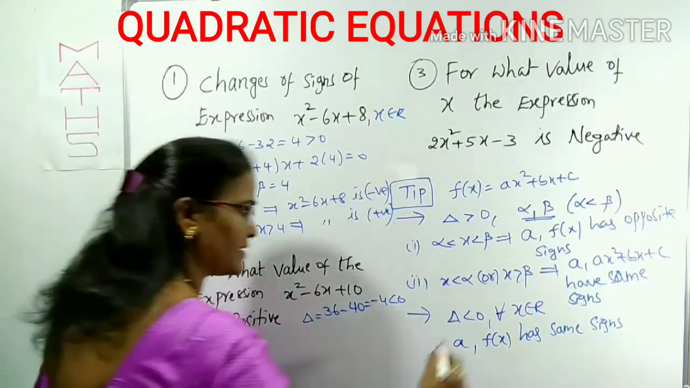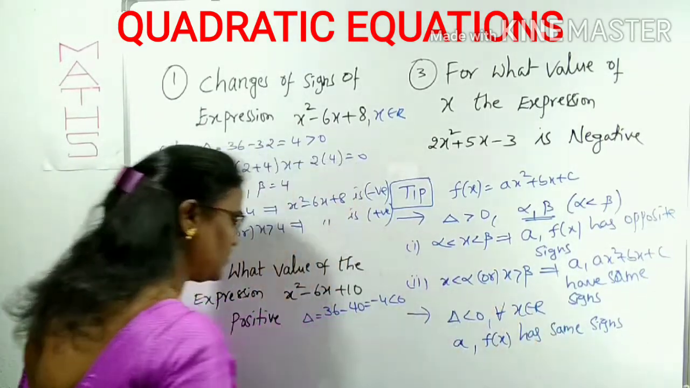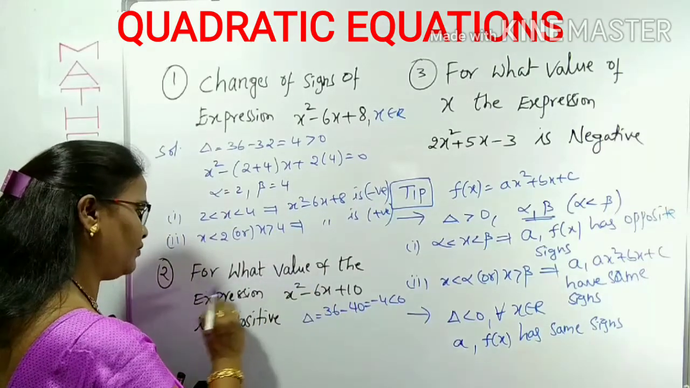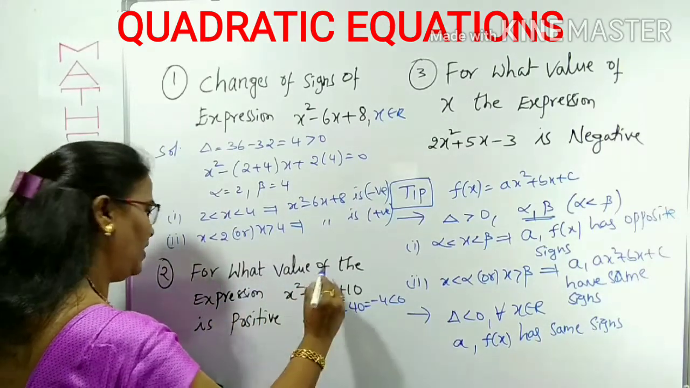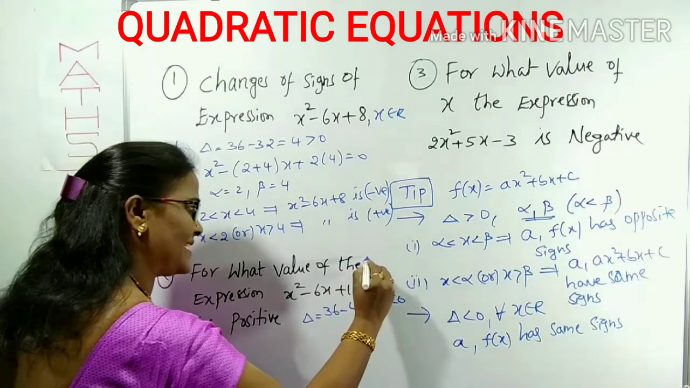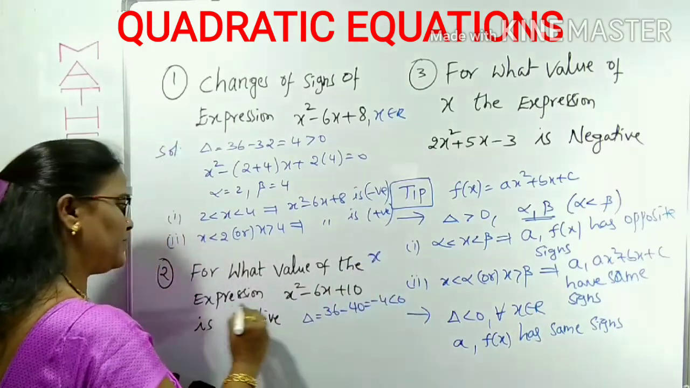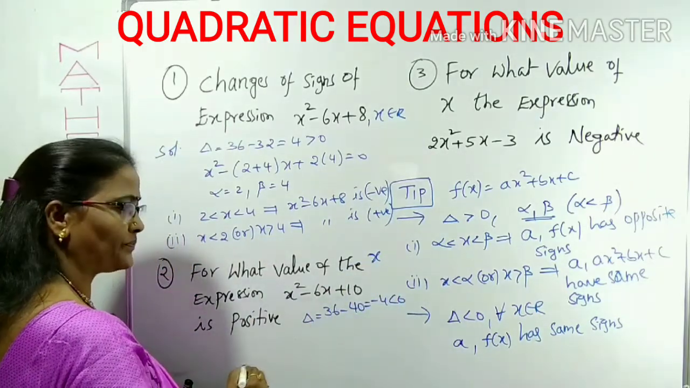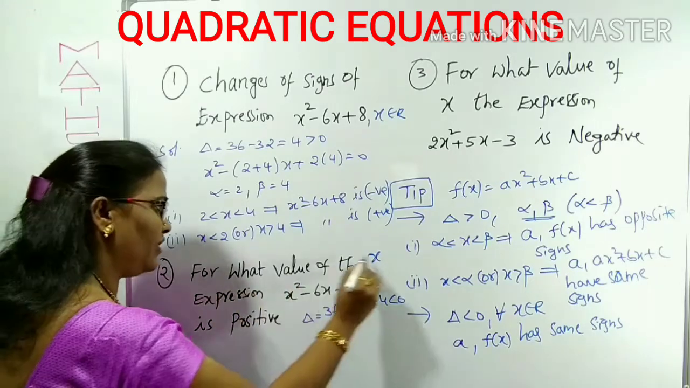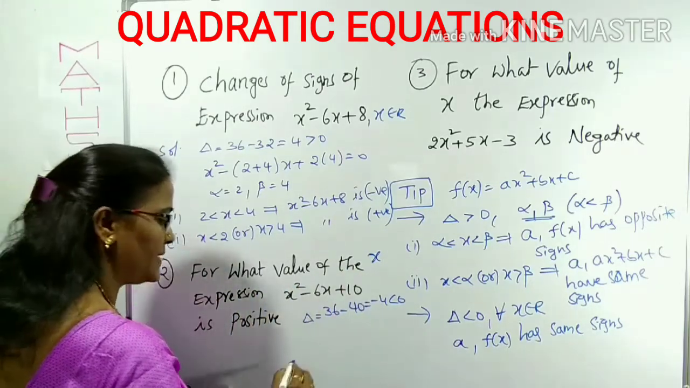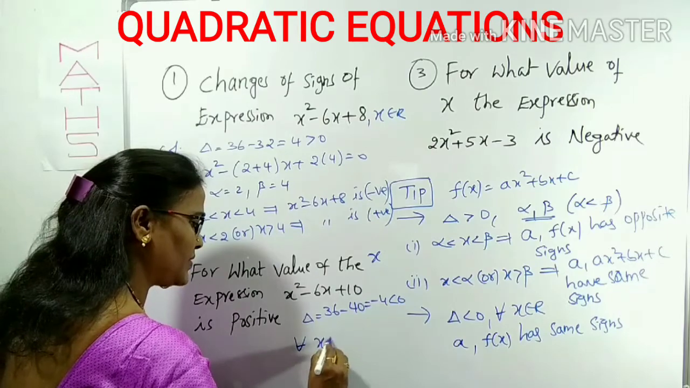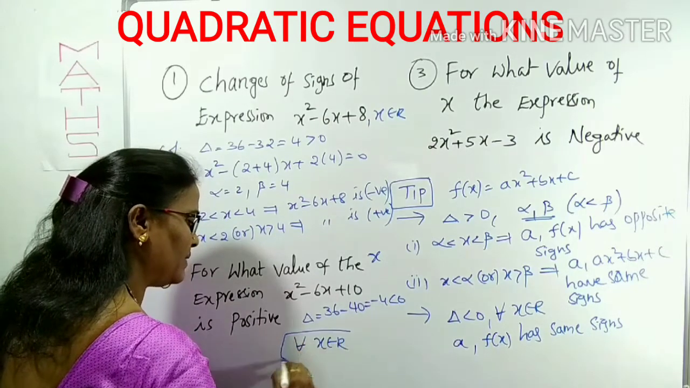For what value of x? X belongs to R, that is what it is asking. For what value of x is the expression positive? So what is the value of x here? X belongs to R. There is no need to split the factors.